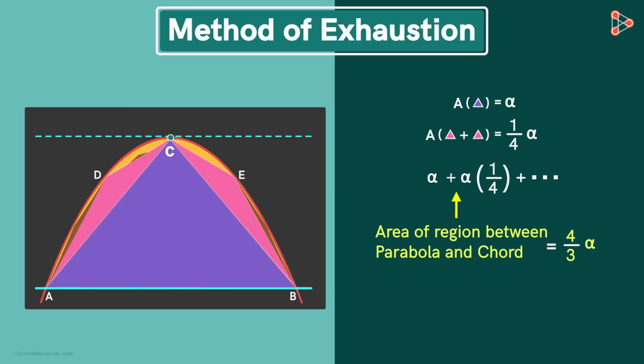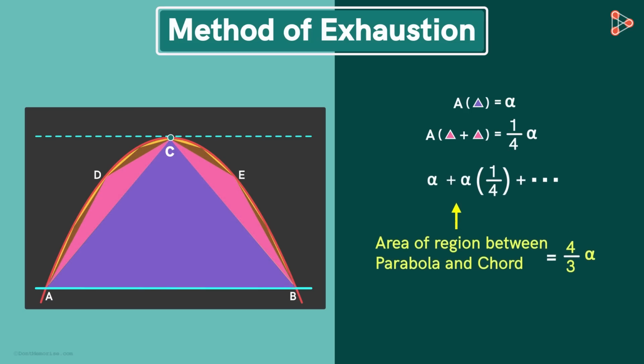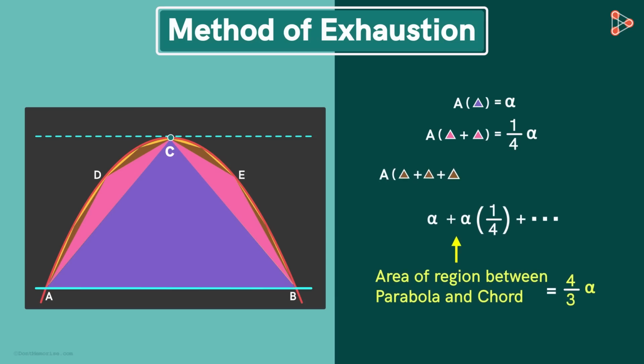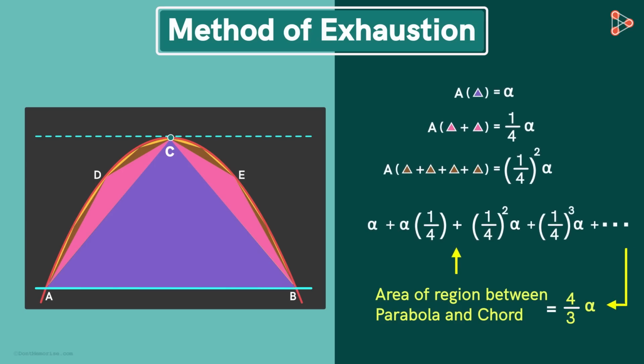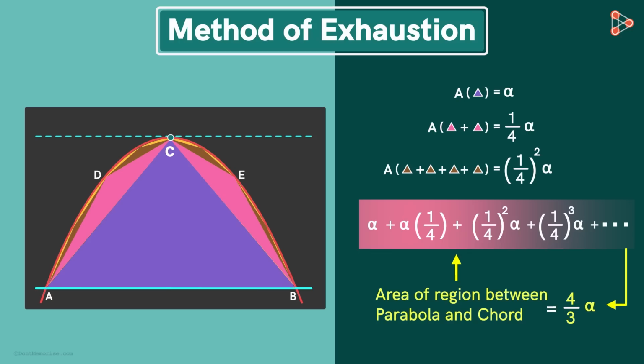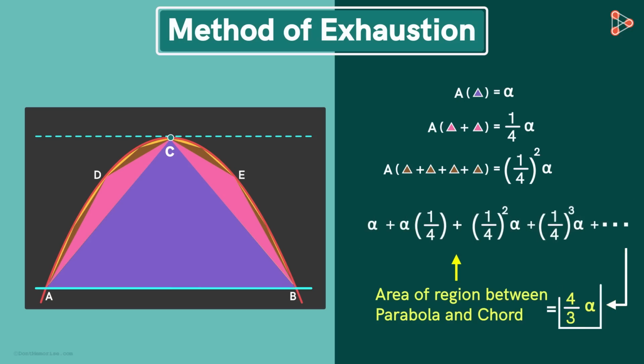If we keep drawing triangles further and further, we will eventually cover the whole region. We get that the sum of the areas of the triangles added in each next step is equal to 1/4 of the sum of the areas of triangles in the previous step. So we get infinite terms like this. And it turns out that their sum approaches 4/3 times alpha. Note that I said approaches here. As we saw previously, we cannot add infinite terms manually. As we keep adding the terms, we can only find whether the sum approaches a number or not.